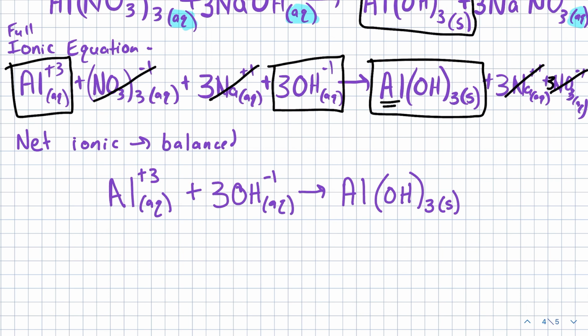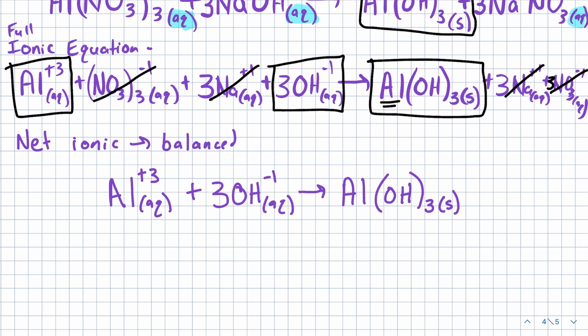All right, make sure I'm balanced. I have 3 hydroxide, I have 3 hydroxide, I have 1 aluminum, I have 1 aluminum. So I'm balanced at least. And so this is my net ionic equation, and this is as far as we take double replacement reactions.